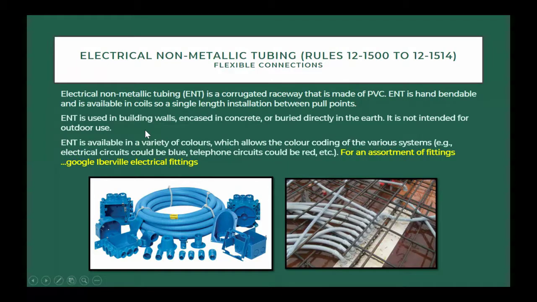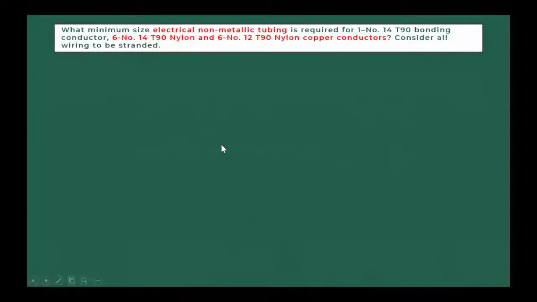So it comes in various colors. And the color coding's good because I can say, oh, red is for the fire alarm. Blue could be for my phones and stuff. So ENT is a very thin jacket, okay? So it's not mechanically protected like rigid PVC. Okay, so now with this example, I'm putting some 14 gauge in there, and I'm putting in some number 12s.